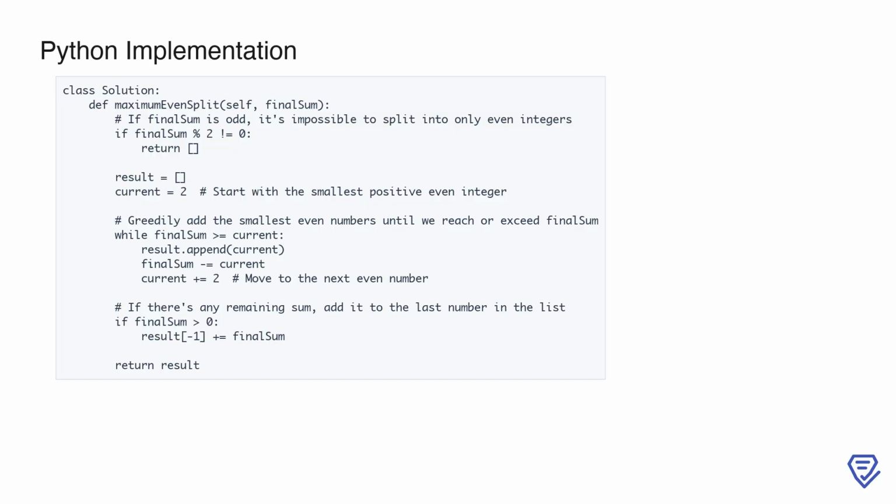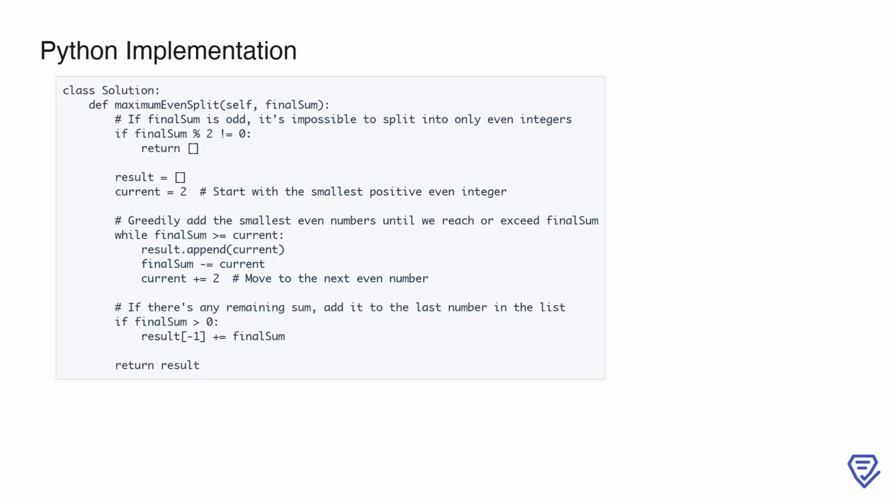Explanation of the code. 1. Edge case check. The method first checks if final sum is odd. Since the problem requires splitting into even integers, an odd final sum is impossible to split, so it returns an empty list immediately. 2. Initialization. We initialize an empty list result to store the even integers and start with the smallest positive even integer, current equals 2. 3. Greedy approach. The algorithm adds the smallest available even integer, current, to the result list. It then reduces final sum by the value of current and increments current by 2 to move to the next even integer. This continues as long as final sum is greater than or equal to current.